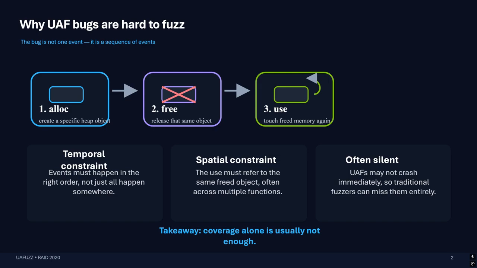First, we should get into what a UAF is. It's a use after free bug, and it happens when a program allocates memory, later frees that memory, and then still tries to use it after it's already been freed. So conceptually, it's something like creating an object, destroying the object, and then accidentally continuing to treat it like it still exists.